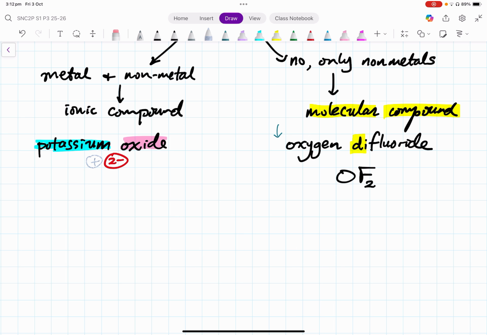The rule is, for a formula unit, and we can just call them units, it is the lowest ratio such that the charges zero out. And so in this case, we would learn that the chemical formula for potassium oxide is K2O.